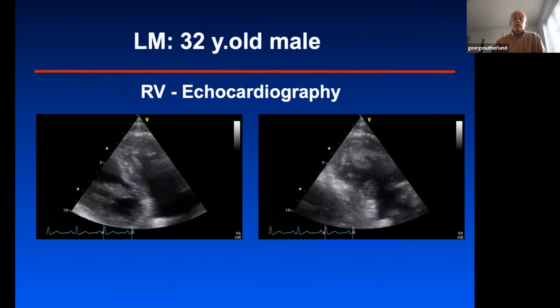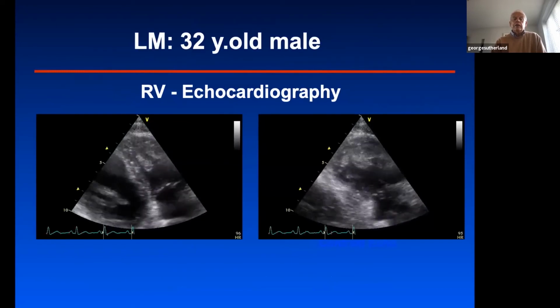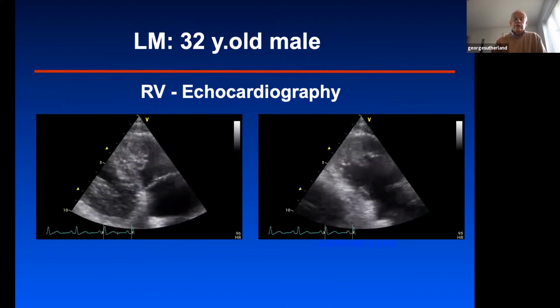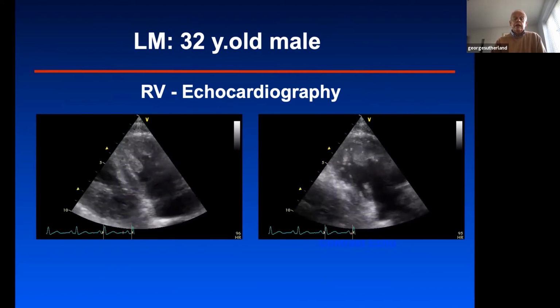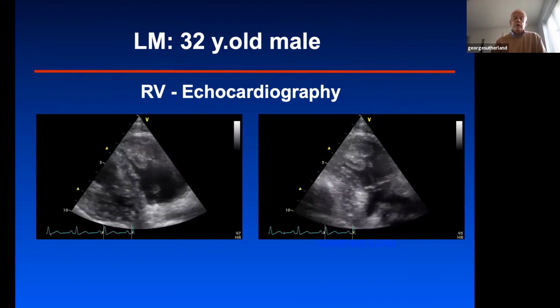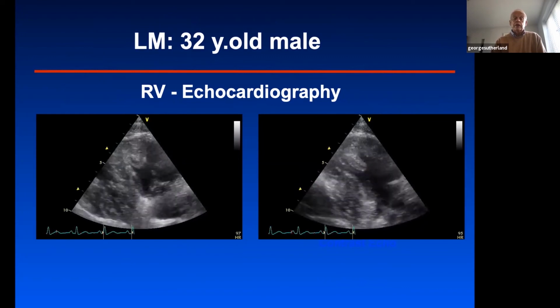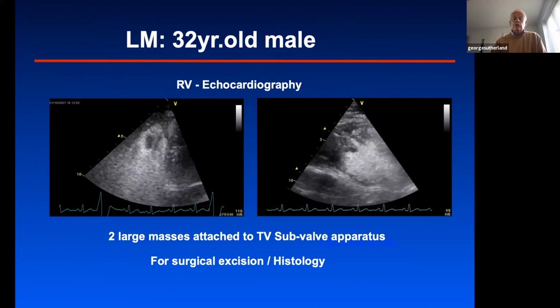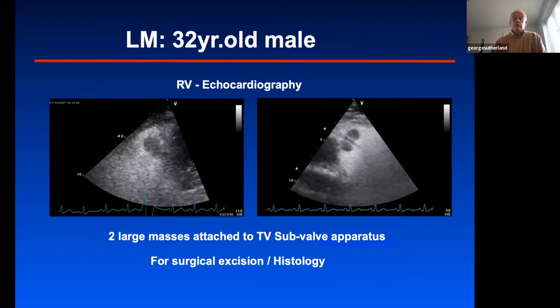We were then asked to do an echocardiogram, and within the right ventricle, you see that he has a number of clots adherent to his papillary muscles of the tricuspid valve, and we presume these had embolized off, and this caused his pulmonary embolus and his right lower lobe lesions. It was decided to do a surgical excision for histology.